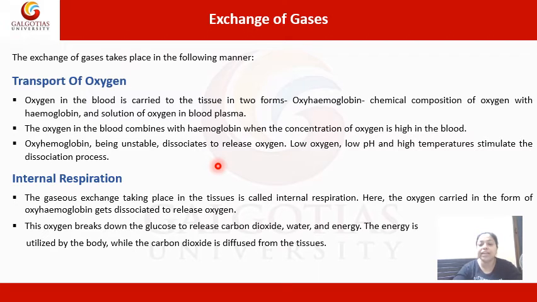Here, the oxygen carried in the form of oxyhemoglobin gets dissociated to release oxygen. This oxygen breaks down the glucose to release carbon dioxide, water, and energy. And the energy is utilized by the body while the carbon dioxide is diffused from the tissues.